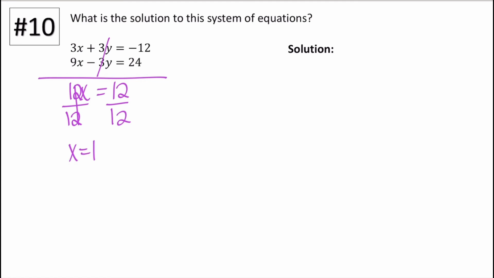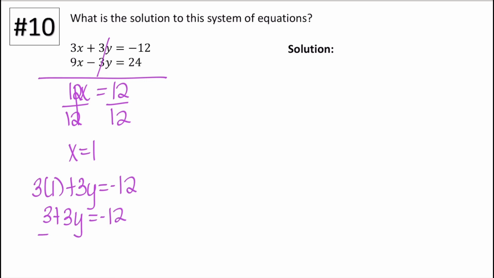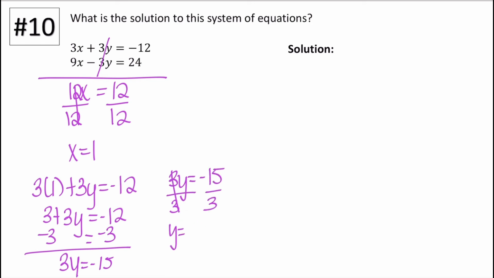Now I need to plug in to find the value of y, so I have 3 times 1 plus 3y equals negative 12. So I have 3 plus 3y equals negative 12. I'm going to subtract 3 from both sides, and that gives me 3y equals negative 15. Then I divide both sides by 3, and I have y equals negative 5. So the solution is (1, negative 5).